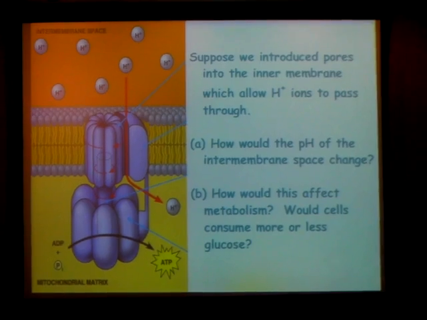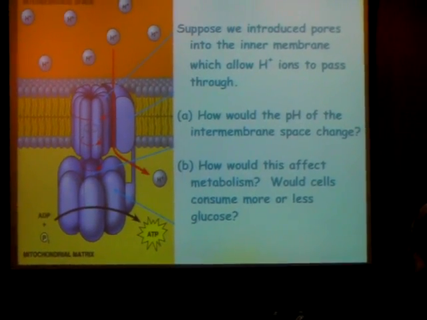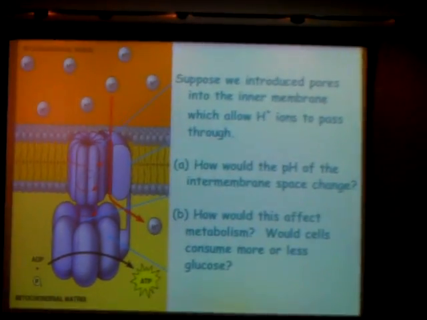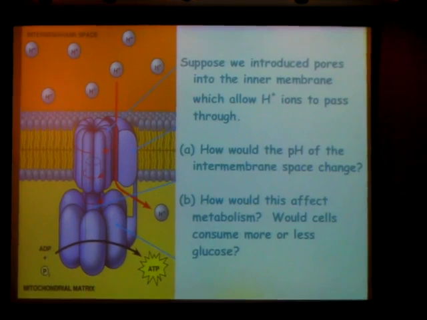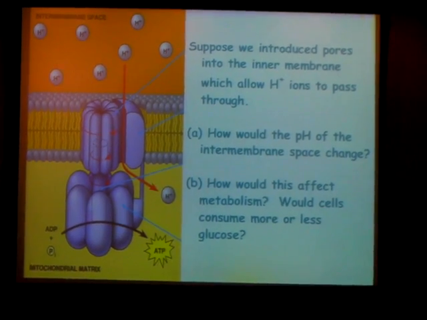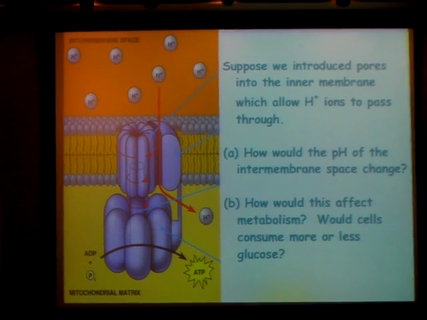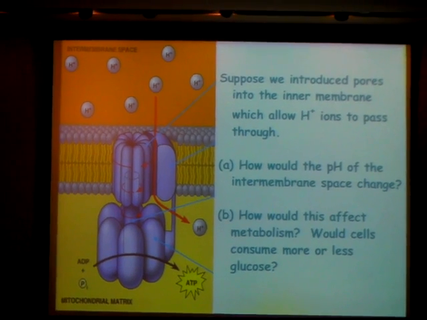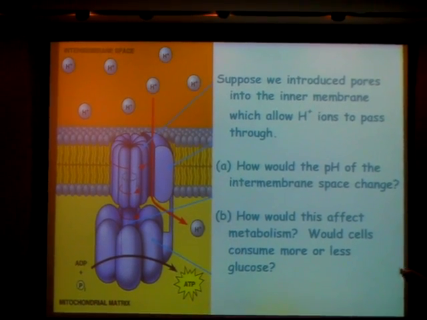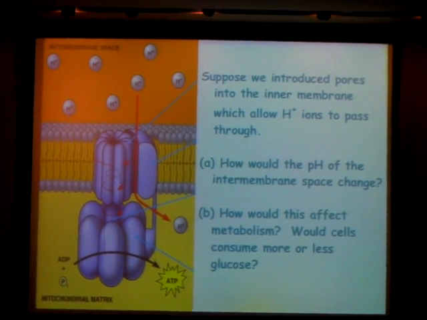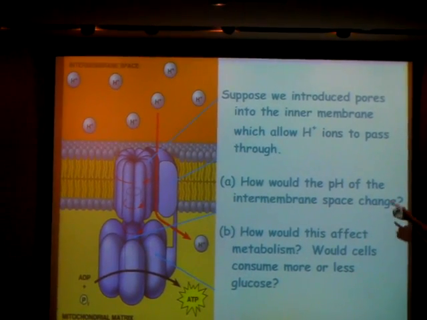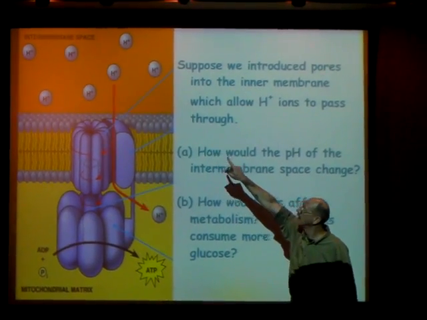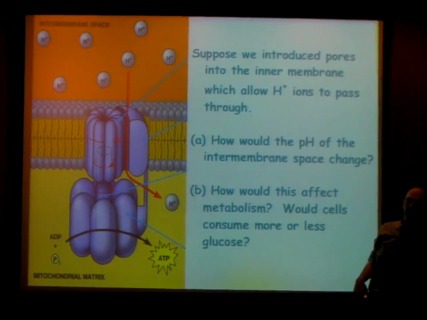All right, so this brings up some hypothetical exam-like questions that professors like to ask you on your exam. Suppose that we did this to the system and changed it somehow. What would happen if you understand this process like we hope you do? Suppose we introduce pores into the membrane, which allow protons to pass through. How would the pH of the intermembrane space change? The intermembrane space is up there, because the outer membrane is on top of that. So if we introduce pores, what's going to happen?